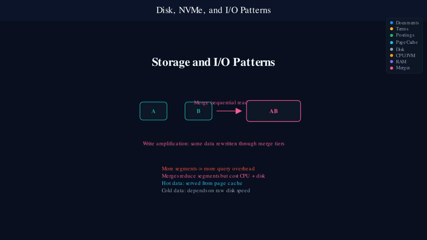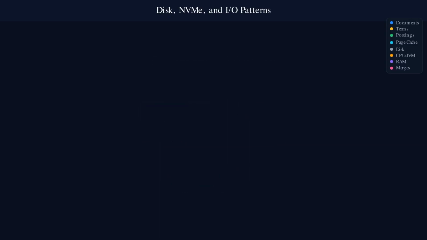More segments means more file handles, more per segment overhead, and more work during queries. Merges reduce segment count but cost resources. Tuning the merge policy is about balancing indexing throughput against search latency and I/O pressure. For hot search data, the page cache absorbs most reads. For cold data, you depend on raw disk speed.